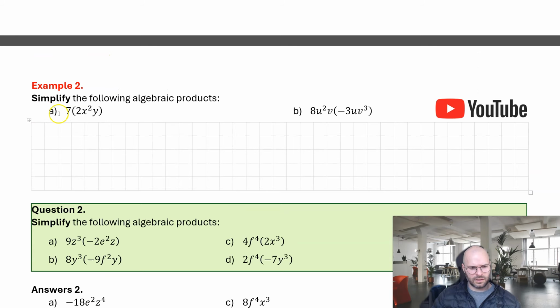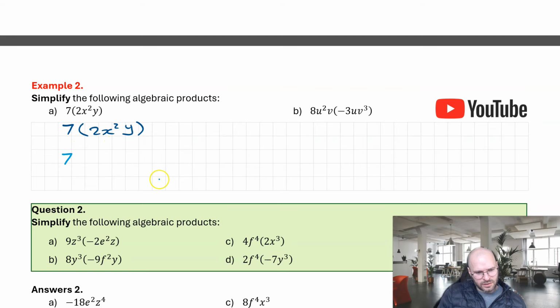Alright, let's look at some trickier examples. Simplify the following algebraic products. 7 in brackets 2x squared y. Notice that we don't have a multiplication symbol here anymore. However, this is a bit deceptive. The brackets over here are going to operate like they're a multiplication symbol. We can rewrite this expression to be 7 multiplied by 2x squared y. And thus, we have something that's familiar that we can work with.